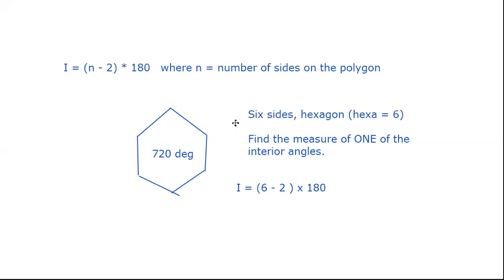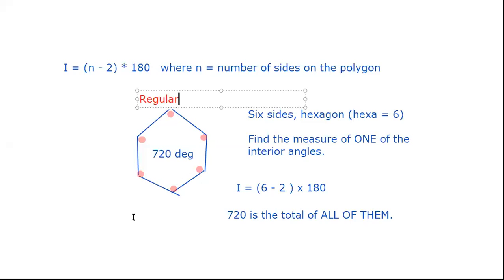Now, to find what one of them is, 720 is the total of all of them. How will we find one of them? Well, we know every single one of these angles are equal. All of these are the exact same thing. They're all congruent because this is a regular polygon. I told you that when I drew it. All we need to do is take our 720 and divide by 6. And then we'll know the measure of 1. So 720 divided by 6.